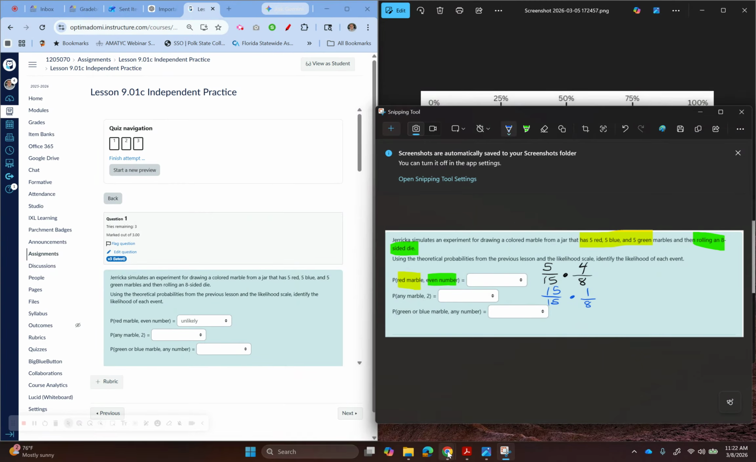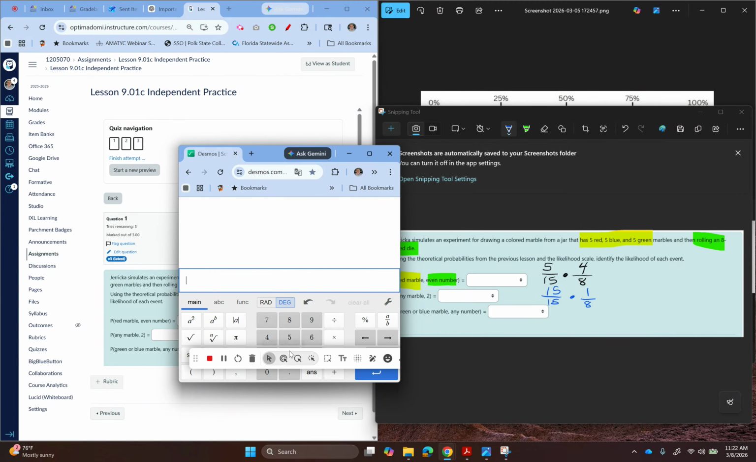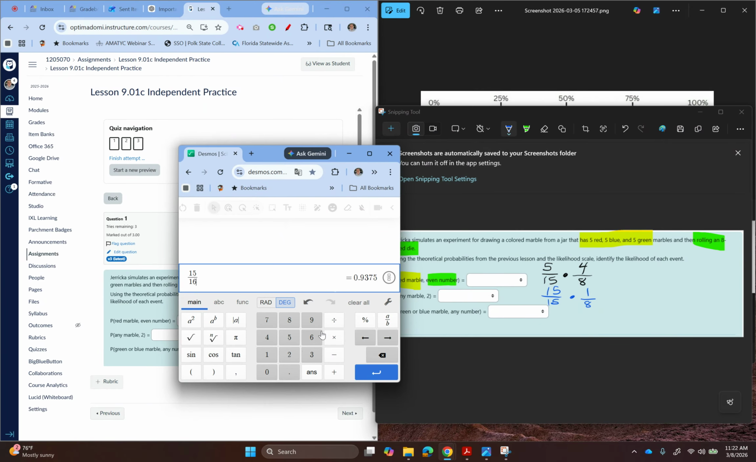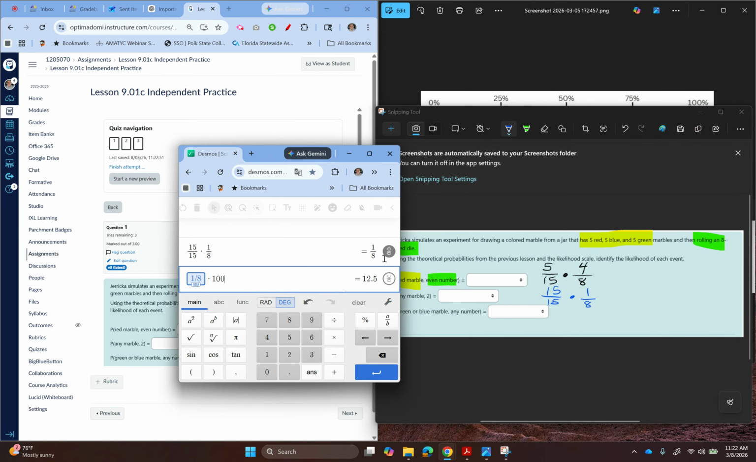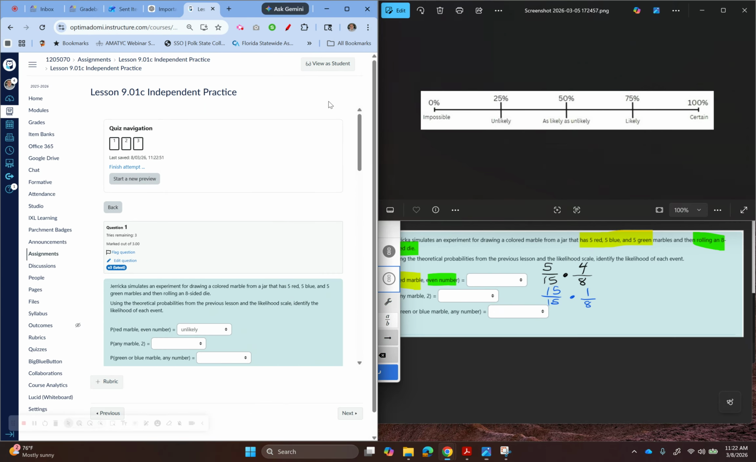So again, use the calculator, which I suggest you do. Let me clear all of this up. I'm going to do 15 out of 15 times 1 out of 8, and you're going to see what I get. I get this decimal; put it as a fraction, and in a new line, take your answer and multiply by 100. That's how you convert any fraction or decimal to a percent. So it's 12.5%. 12.5% is very close to 25%, so we're going to say unlikely.